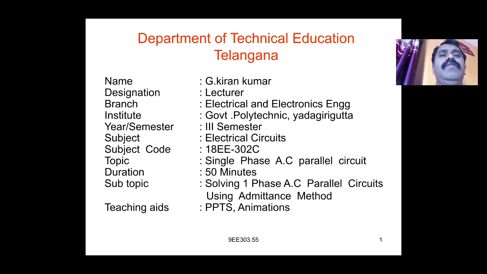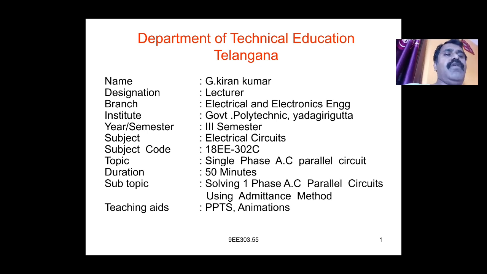So now the subtopic is the solving of single phase AC parallel circuits using the admittance method. In the previous class we studied the parallel circuit. Again we are solving the single phase AC parallel circuit using the vector method. In the vector method we resolved the currents into two components, that is the Ixx and Iyy components. After finding the equations for Ixx and Iyy, we determine the power factor as well as the phase angle, again by using the vector method.